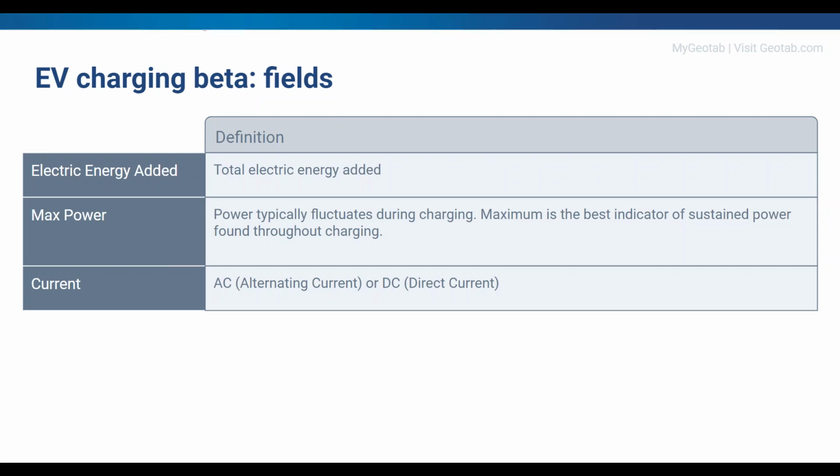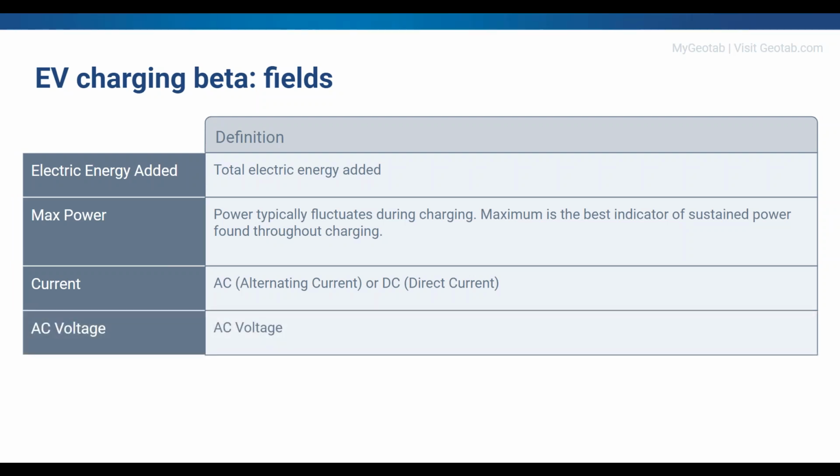And then the current, AC or DC. Without going into too much electric geekery here, AC just means you're using a wall socket typically, or a charging station that you may have available. DC is the very rapid charging. That's when the energy is being added directly to the battery and not going through an onboard charger.